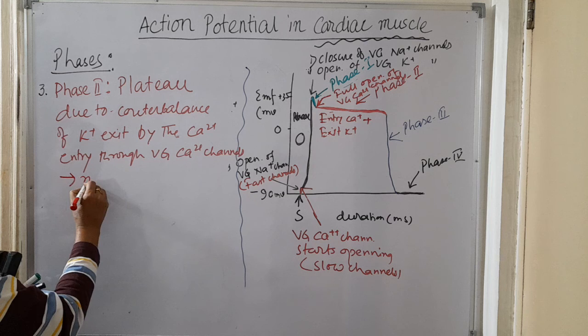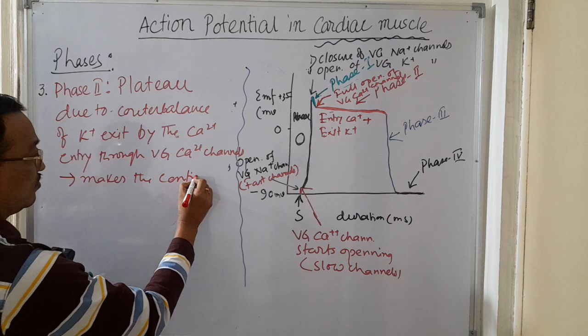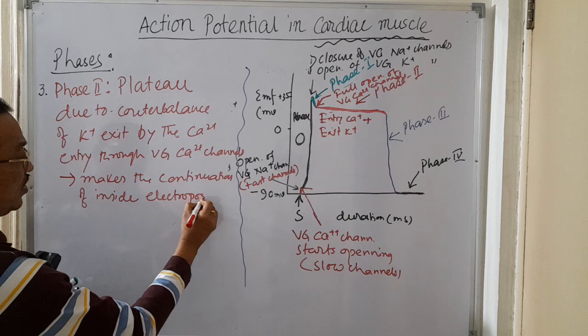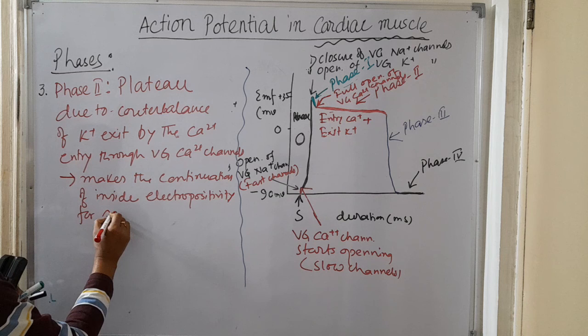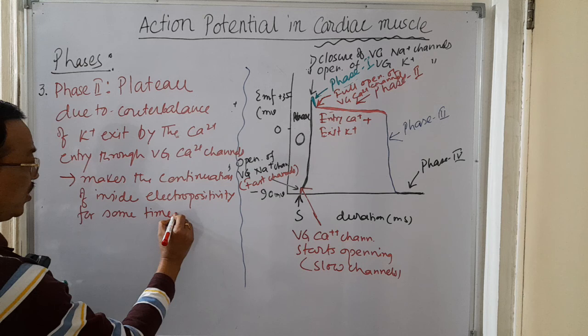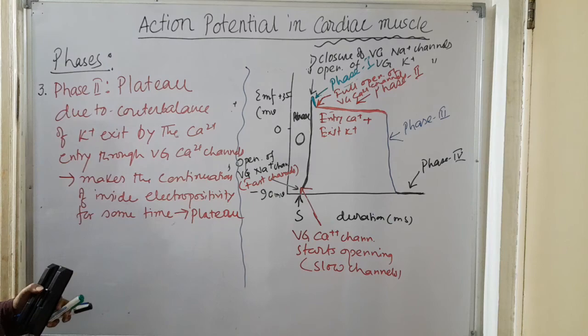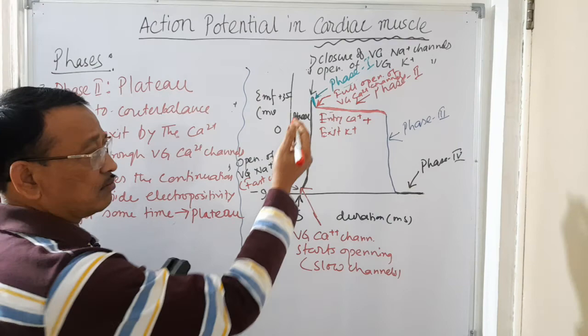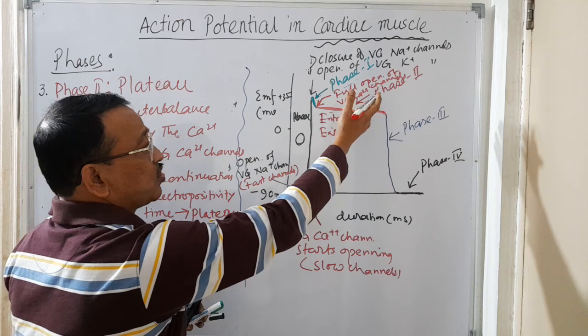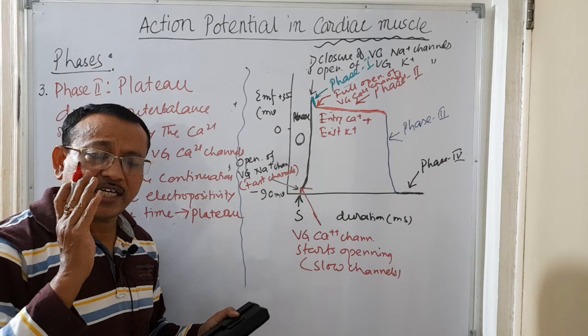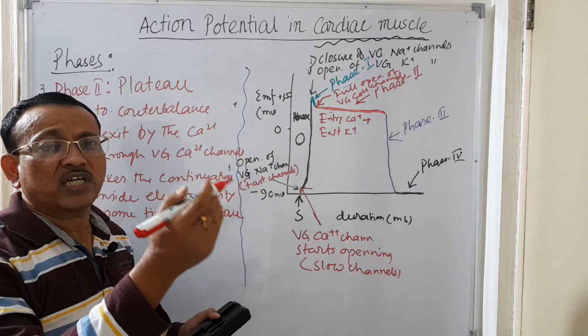This makes the continuation of inside electropositivity for some time, and this is the phase known as the plateau phase. This is the event which is responsible for the plateau phase. So that is phase 2. I think it is very clear regarding the ionic basis of the plateau phase or phase 2. So phase 2 means maintenance of the inside electropositivity in spite of the potassium exit, and that is possible by the entry of the calcium ion from outside to inside through the voltage gated calcium channels.